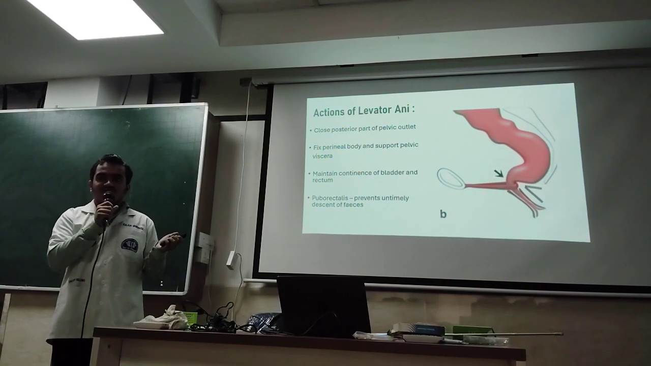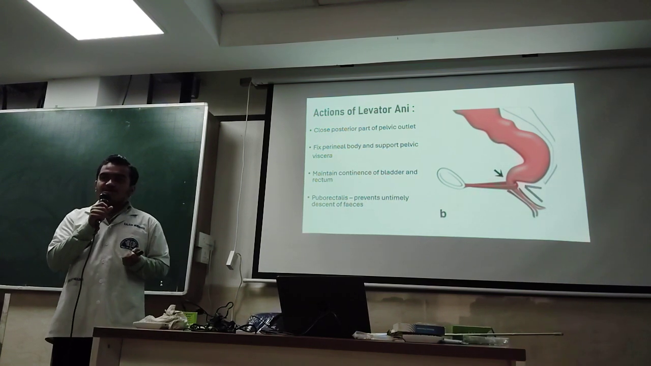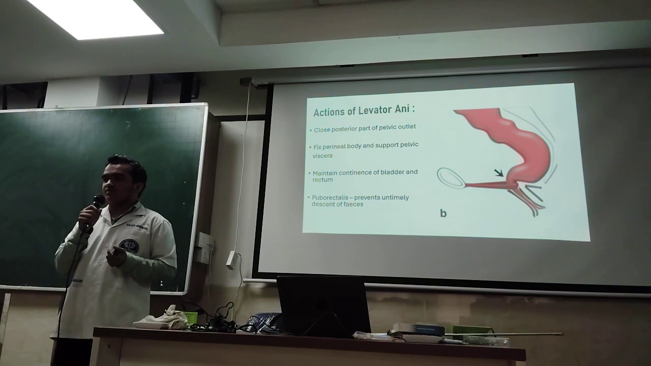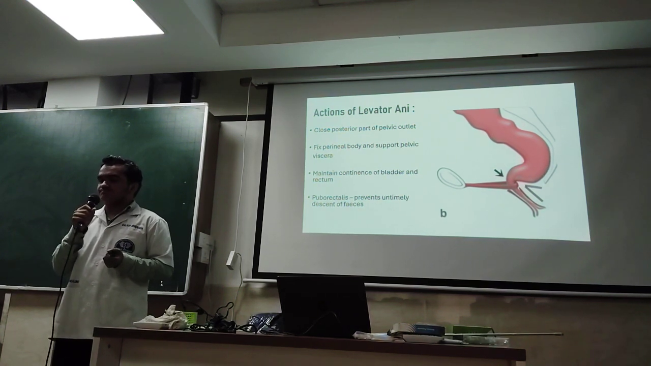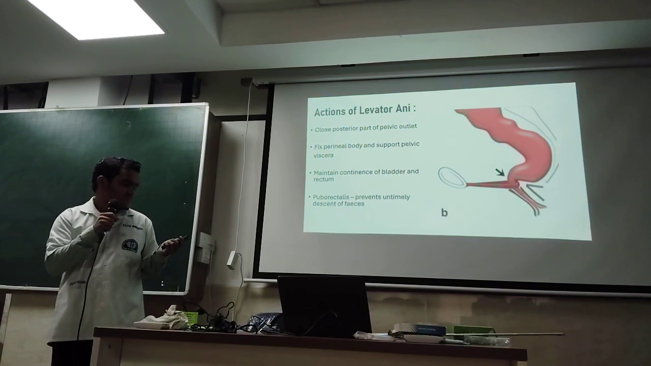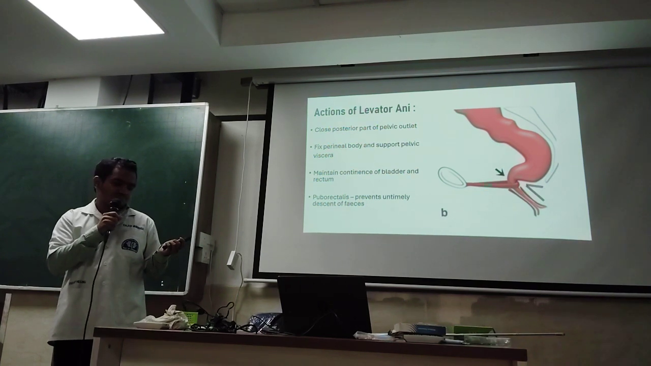This puborectalis muscle, as already described, binds around the anorectal opening and it regulates the process of defecation. Actually, the anorectal angle is around 80 degrees, but during defecation, this angle increases by 20 to 30 degrees because of the relaxation of this muscle. So puborectalis ultimately prevents the untimely descent of the feces.